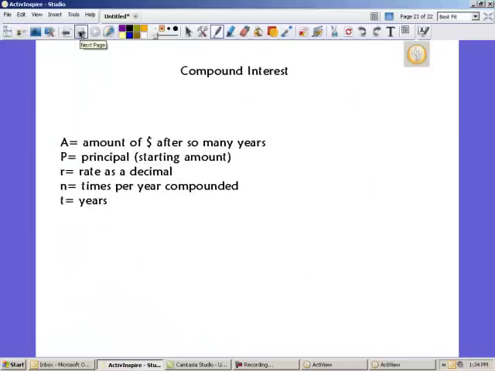All right, the last thing in this chapter is about compound interest, and this is the real life application here. Compound interest formula is this equation. And if you want to pause the video, you can, so that you can write down exactly what each one of these stands for.